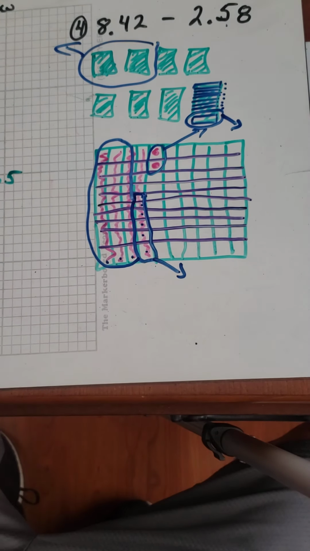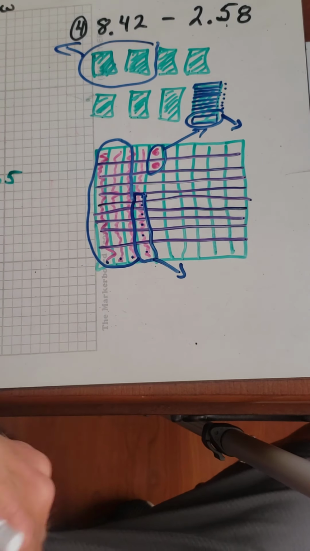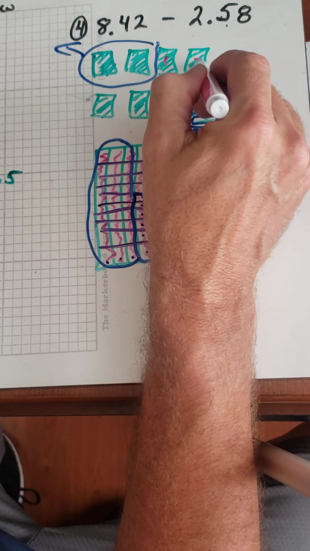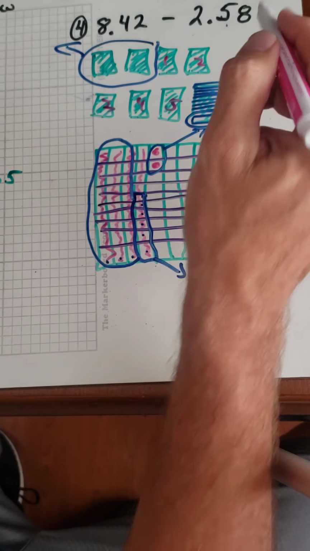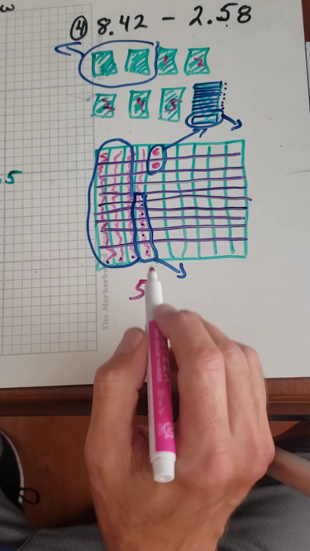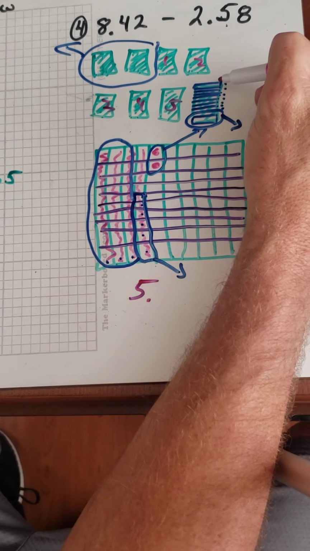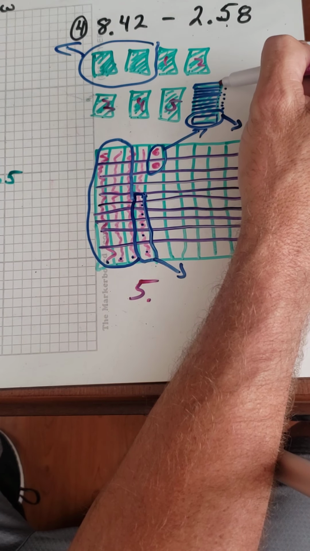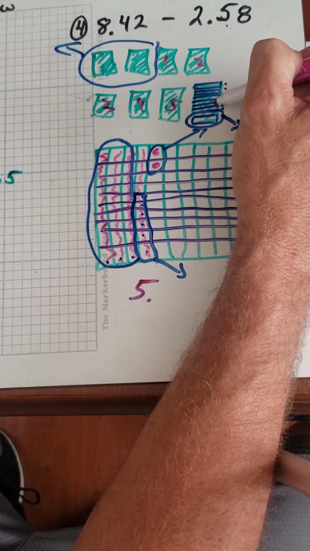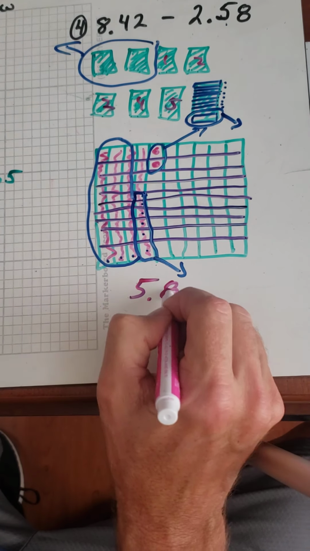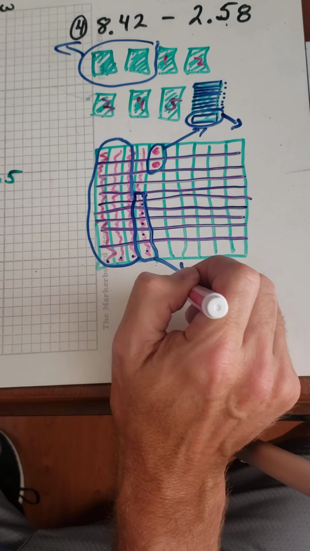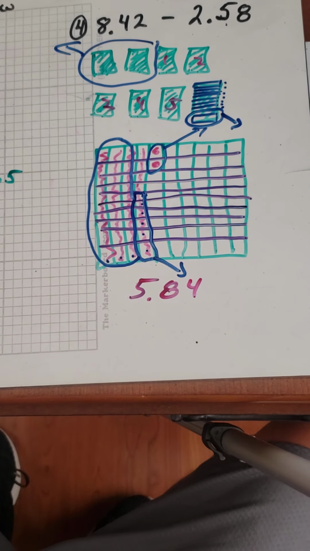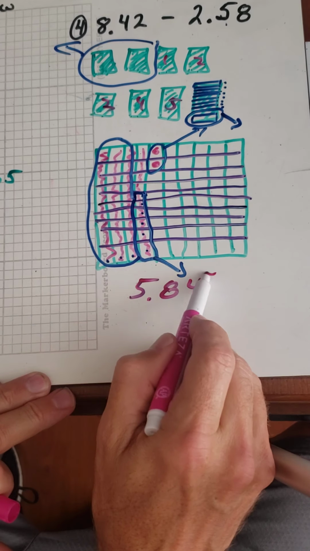So now I just need to count up and see what I have. Well, I've got 1, 2, 3, 4, 5 wholes. So I still have 5. And then I have these 8 tenths. 1, 2, 3, 4, 5, 6, 7, 8 tenths. And then I have 1, 2, 3, 4 hundredths. So my final answer would be 5.84.